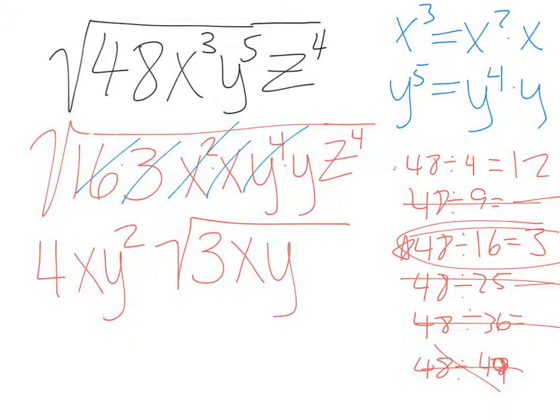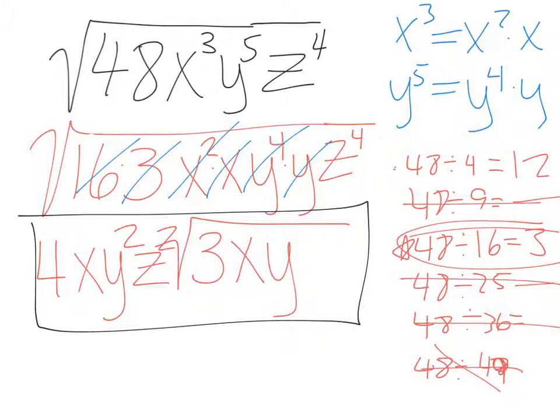And then the last one is going to be taking the square root of z to the fourth power. So I take the square root of z to the fourth power and I get z squared, and there's nothing left over from there. So my final answer is 4x y squared z squared square root of 3xy.